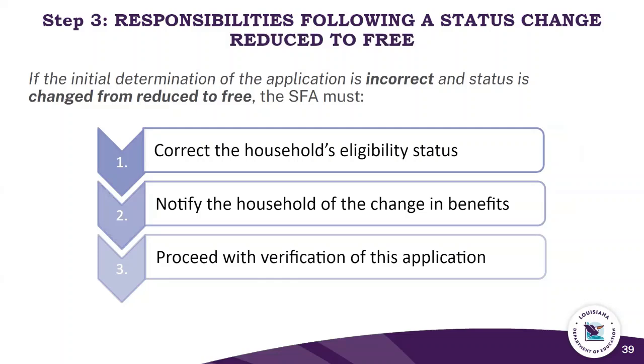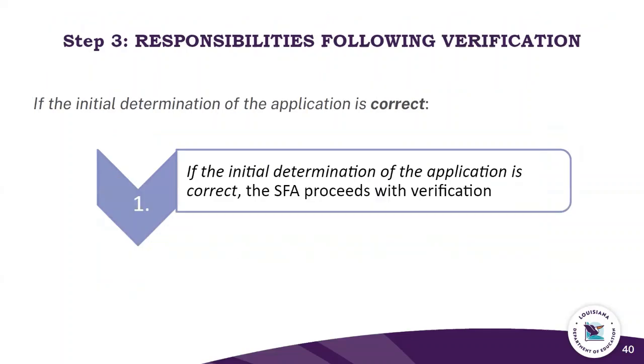If the initial determination is incorrect and resulted in a status change from reduced to free, the SFA must correct the household's eligibility status, notify the household of the change in benefits, and proceed with verification of the application. If the initial determination was found to be correct, the SFA should proceed with finishing the verification of that application.